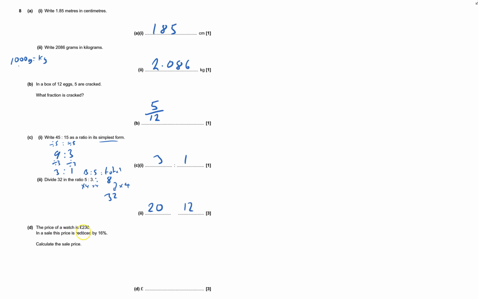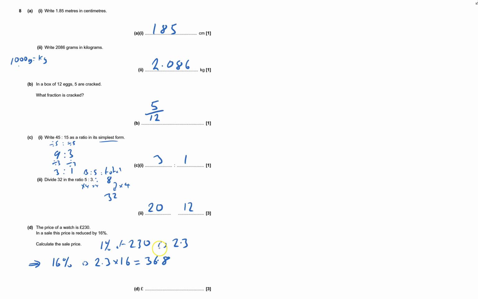Okay, price of watch is $230, and it's reduced by 16%. So I'm going to find 16%. There's other ways of doing it, but I'm going to find 16%. I've got a calculator, so I'm going to find 1% of 230. Let's divide by 100. That is 2.3. And I want to do 16%. So therefore, 16% is that number 2.3 times by 16, and that comes to 36.8.